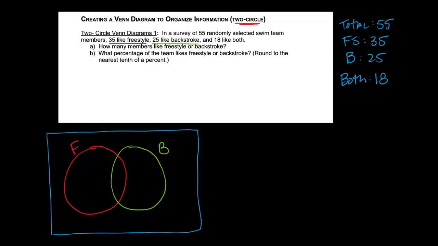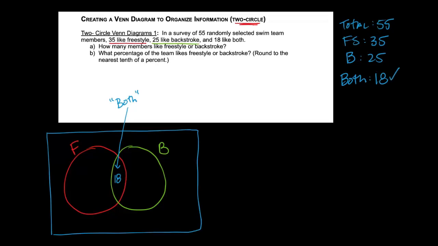One thing we can notice is that this both number, 18, can go directly in the diagram because the intersection between the 2 sets, right here, represents people liking both freestyle and backstroke. So that 18 can go directly in the diagram, which is nice. I'm done with that one. Then I go to backstroke.